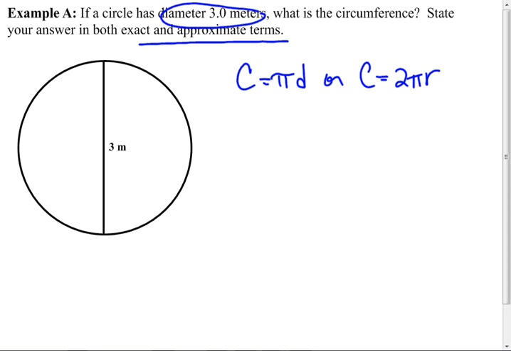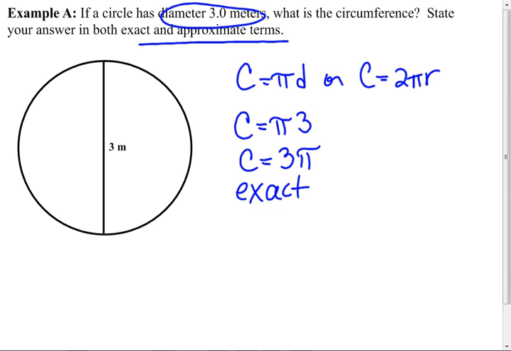Which one do I want? Do I want the 2 pi r or the pi d? Zach, which one? The diameter. Okay, so C equals pi times the diameter. The diameter is 3. I prefer to put the 3 in front of the pi because that's what I'm used to, but I would accept either answer. This is exact. So when you look at the homework problem, it says leave your answer in terms of pi. That's what this means.